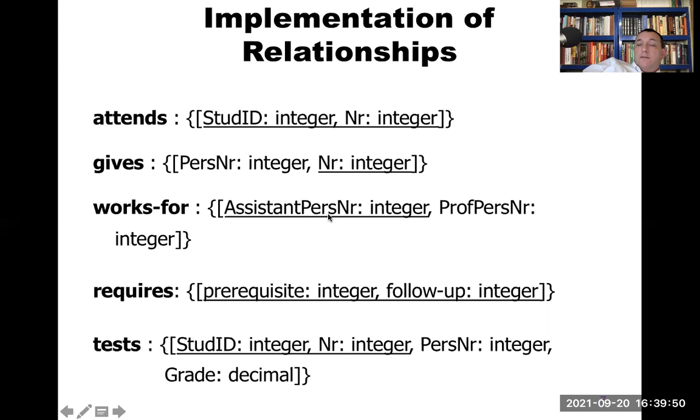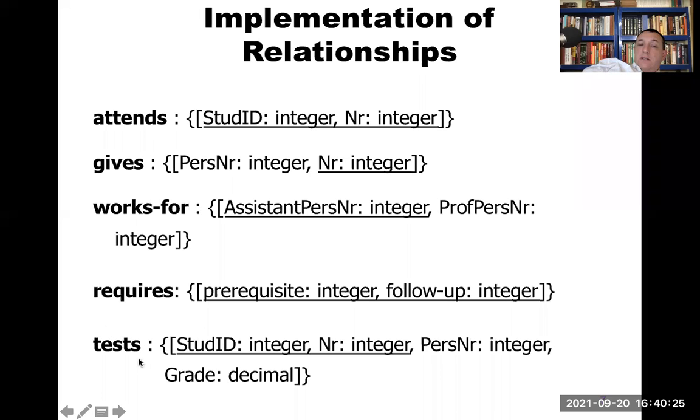The same thing goes for assistants and professors. Each assistant, as it's a key, may be present in only a single record, and that single record may contain just a single professor. So each assistant has only one boss, and records with the same professor are allowed. So I have the same professor and the same professor and the same professor and different assistants. Yes, that's good.